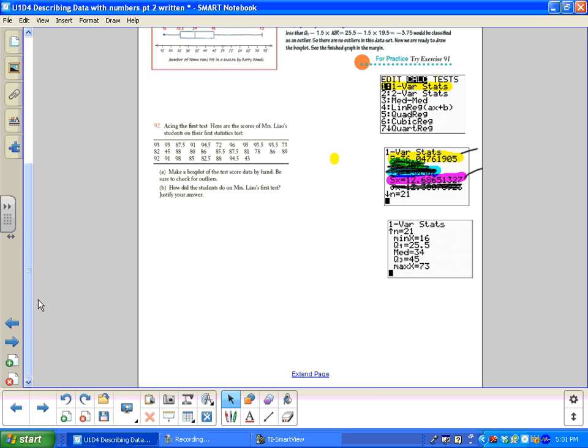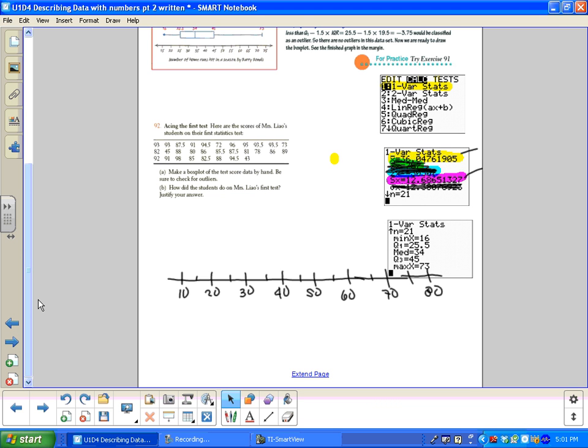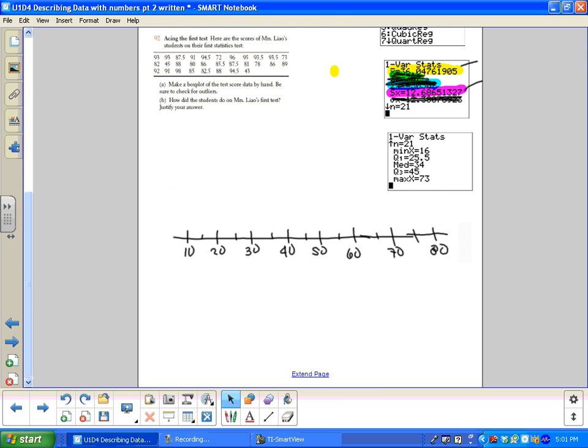Okay. Sometimes I have to think when I'm making an axis as to how to do this correctly. So let's do 10, 20, 30, 40, 50. I'm going to run out of room again. 60. I can do it. 70, 80. I can just pull it down a little. There we go.